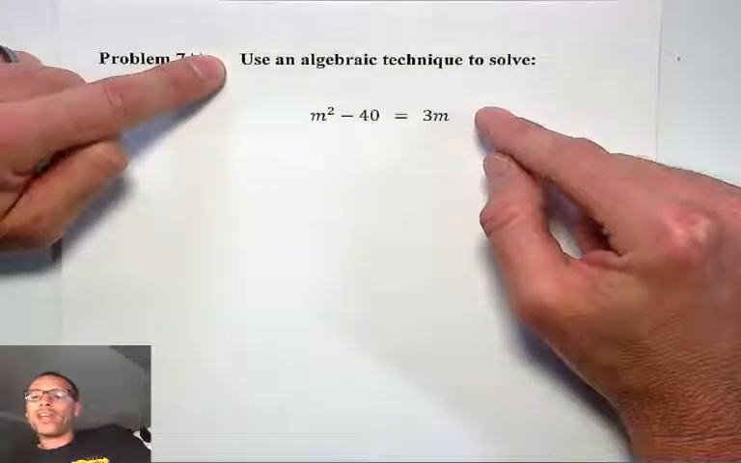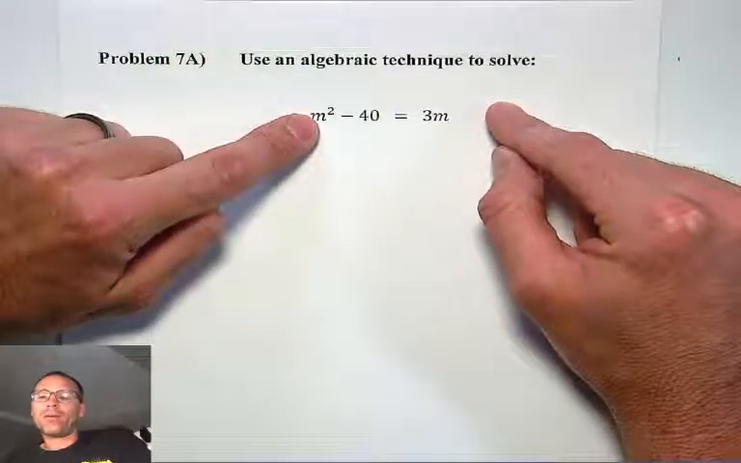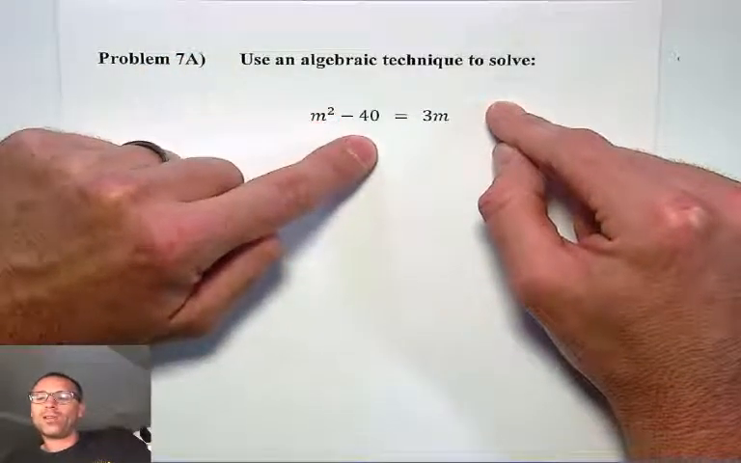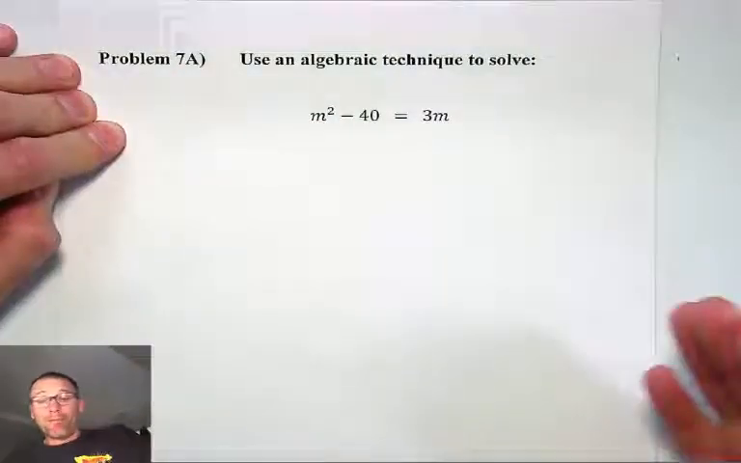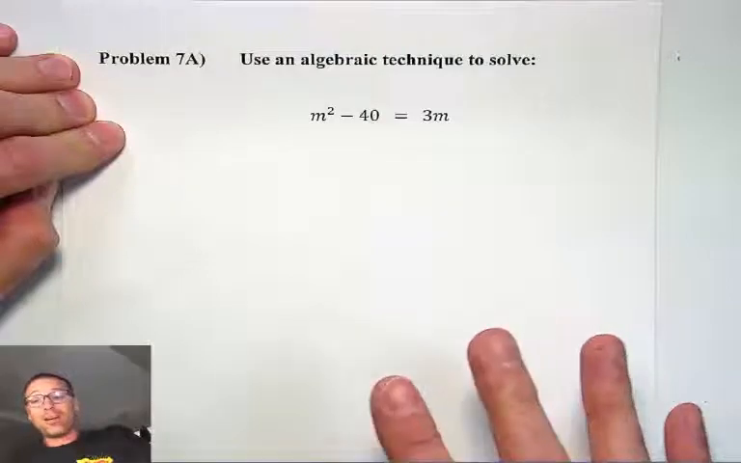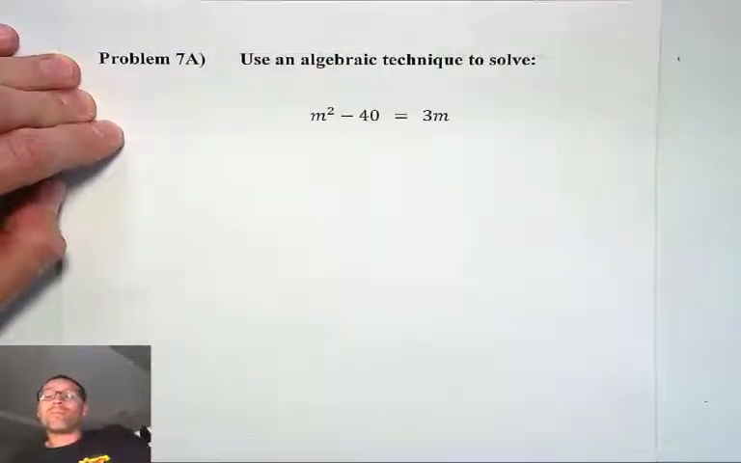Use an algebraic technique to solve m squared minus 40 equals 3m. Let's take a deep breath. I'm feeling a little nervous because I'm feeling like I got hit in the face again. That math seems to do that to me.